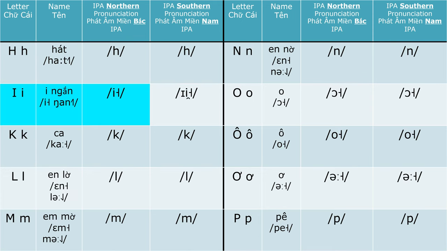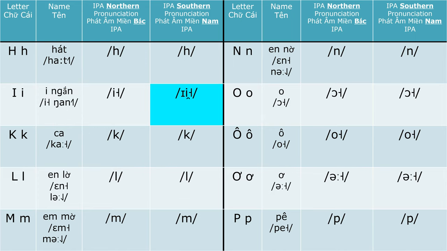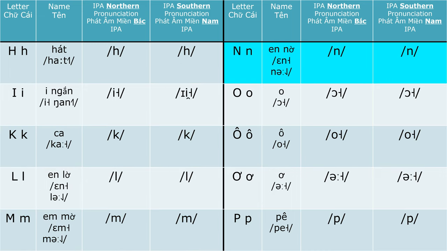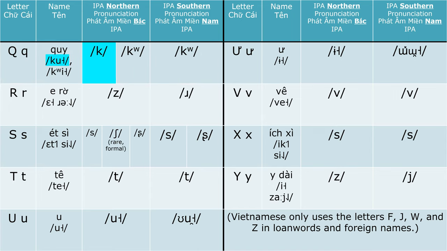Hát y ngắn. In Southern Vietnamese, the letter I makes a sound less like E and more like A. K, L, M, N, O, Ô, Ơ, P, Q. Q may also be called gu and be pronounced as ga in Northern Vietnamese.